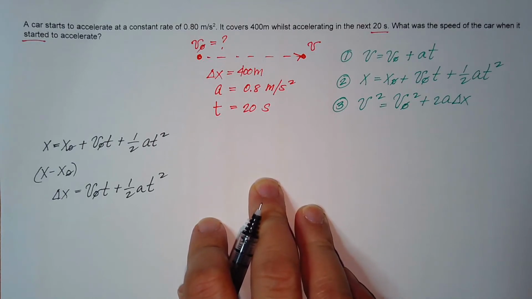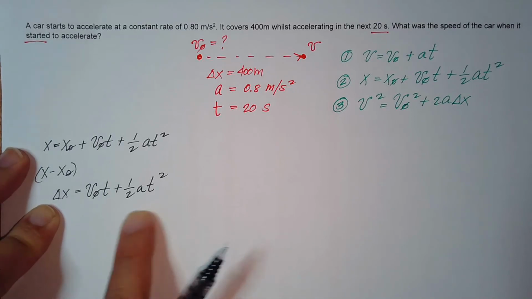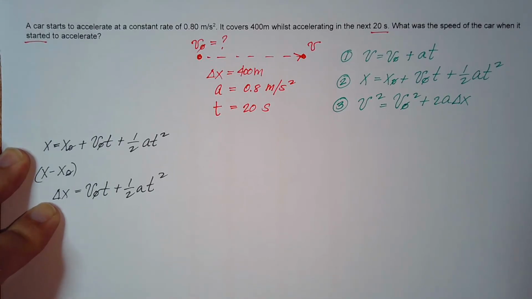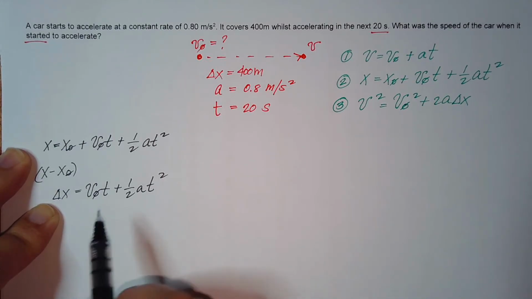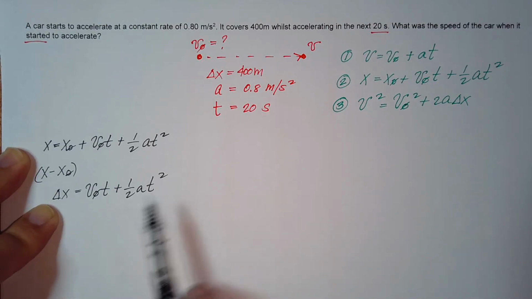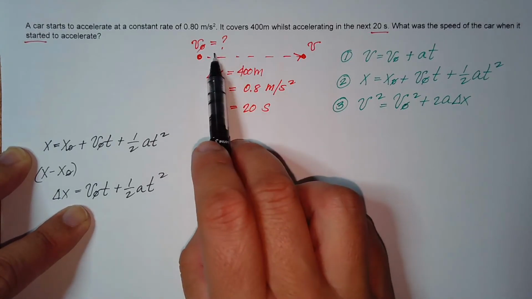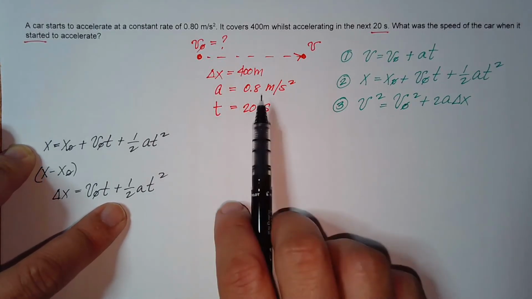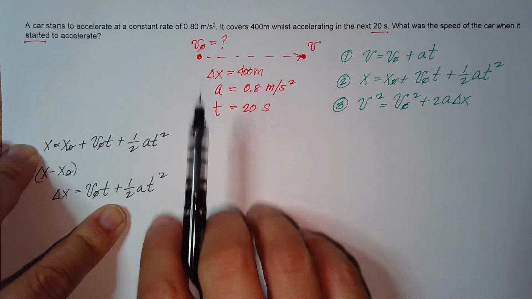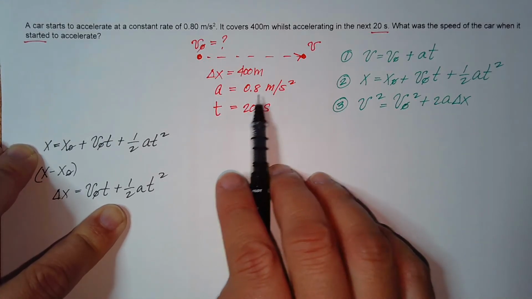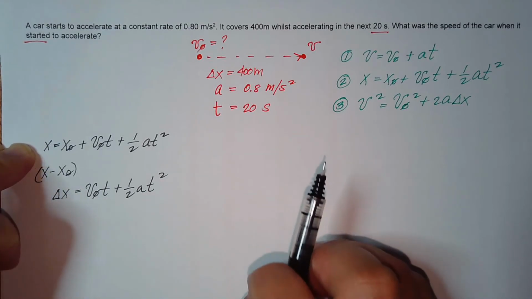By looking at our manipulated equation, let's see if we have all the information we need. I have my delta x, which is my displacement, 400 meters. I have my v naught, which I can solve for. Did I mention solving for acceleration? We're not solving for acceleration, but rather for v naught. Acceleration is provided, which is 0.8 meters per second squared, and time is also provided at 20 seconds.